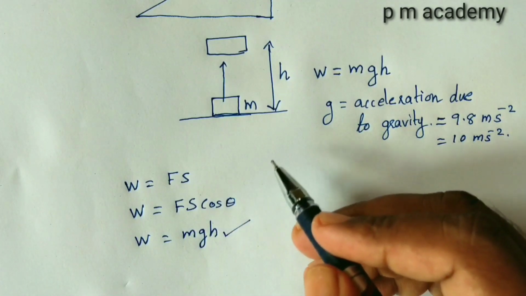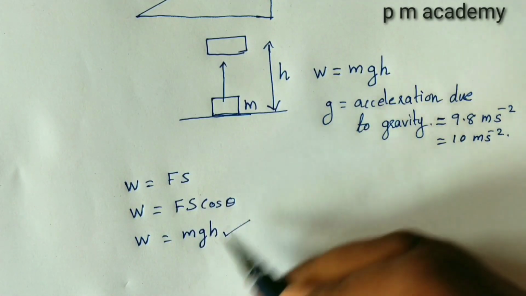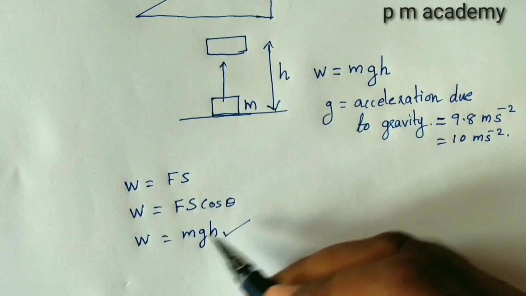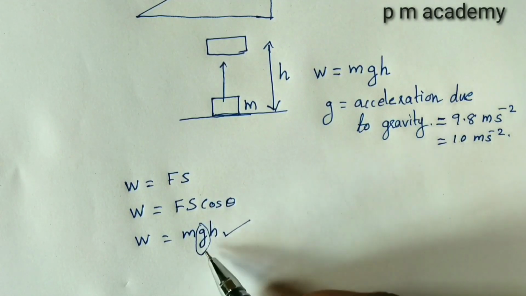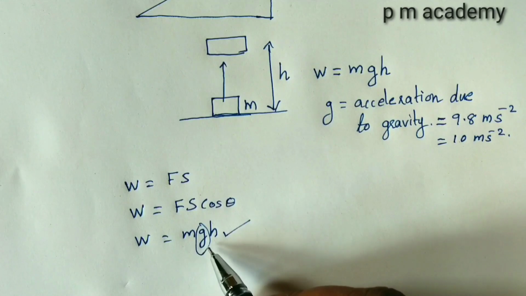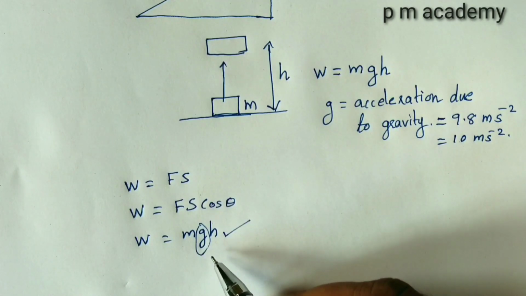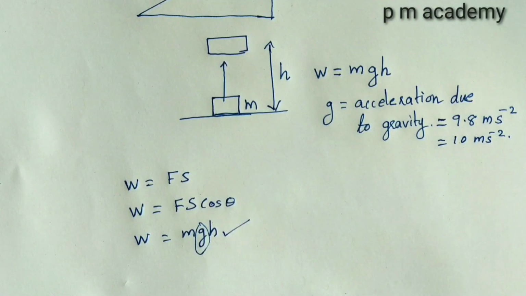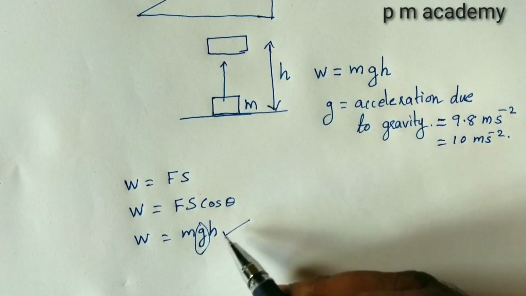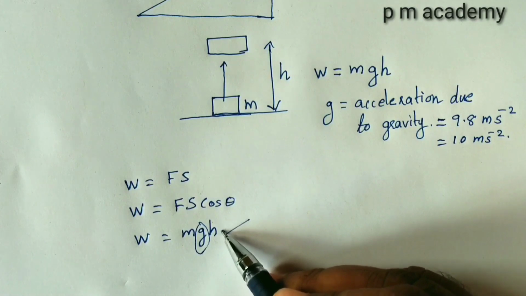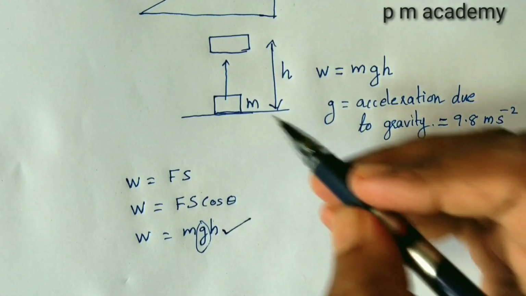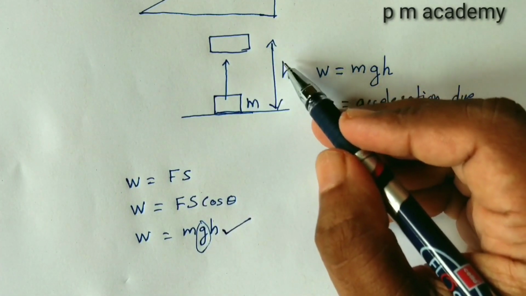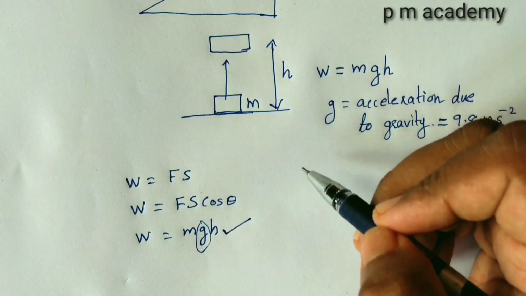Instead of earth, if you are raising an object on the moon, then the same formula we can use, but the difference is that instead of g you have to give the value of g on the moon, that is 1.66 m s raised to minus 2. In the case of earth, the value of g is 9.8 or approximately 10 m s raised to minus 2. I am reminding you once more, this formula is used only if the object is raised to a particular height h against the gravitational force.